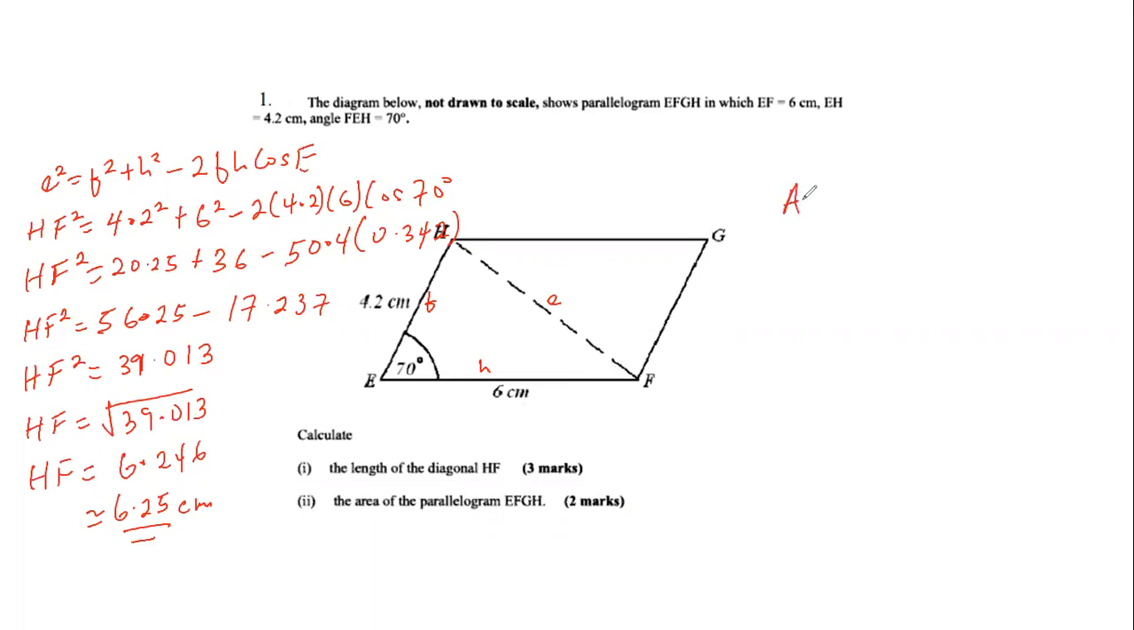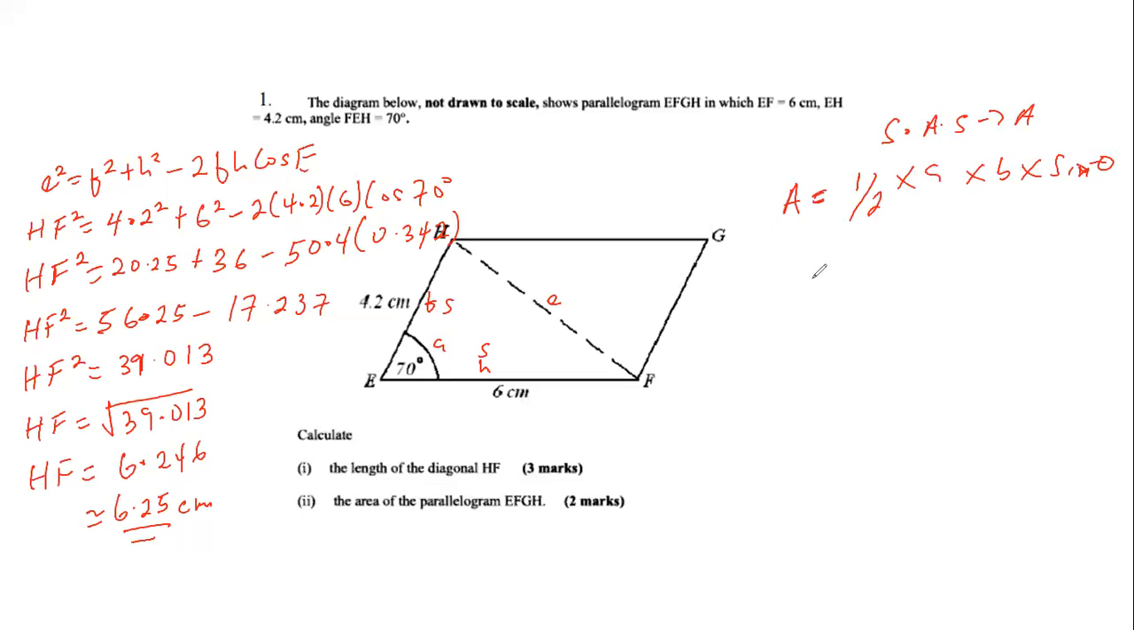Area is half times A times B times the sine of the angle, right? So you are going to use this formula. Now, why am I using this formula? Because look at it, I'm giving the side, angle, side. When you have side, angle, side, and they ask you to find the area, you use half times A times B times the sine of the angle, right?